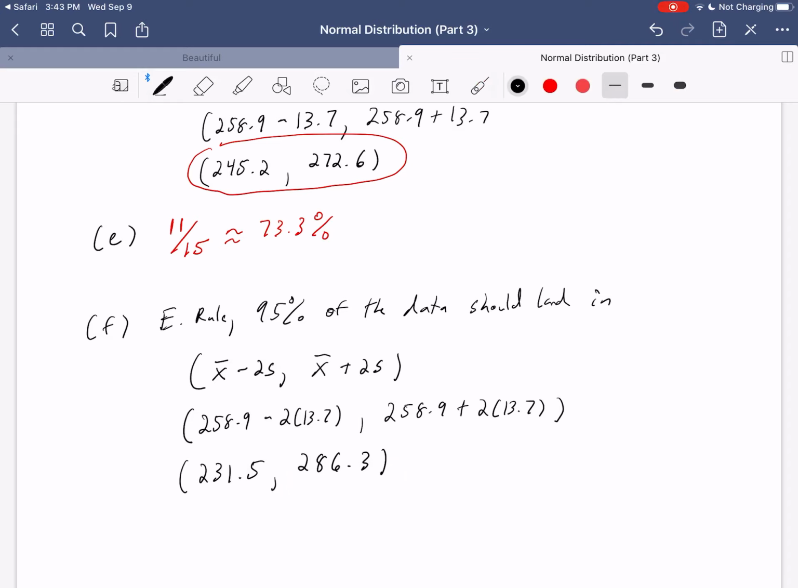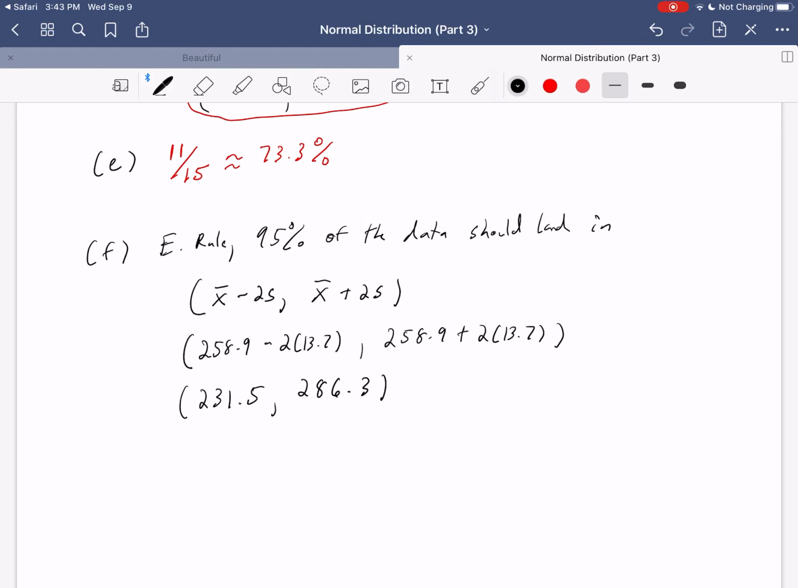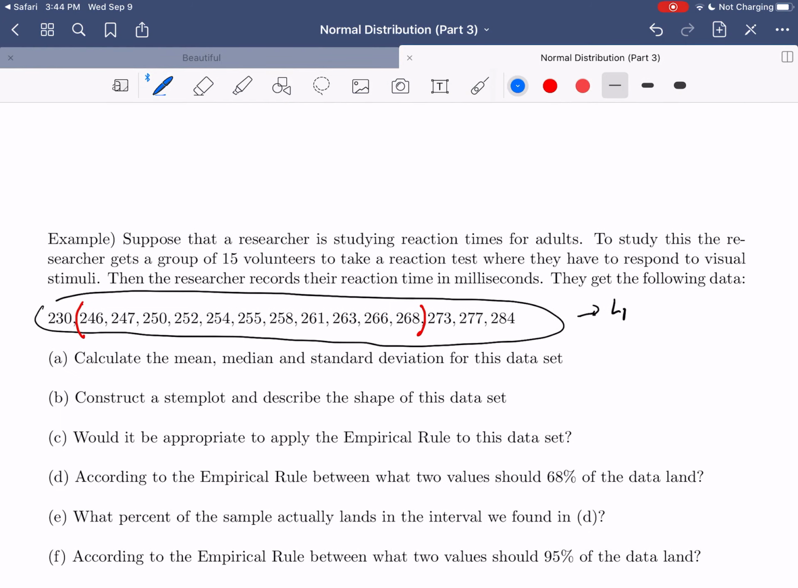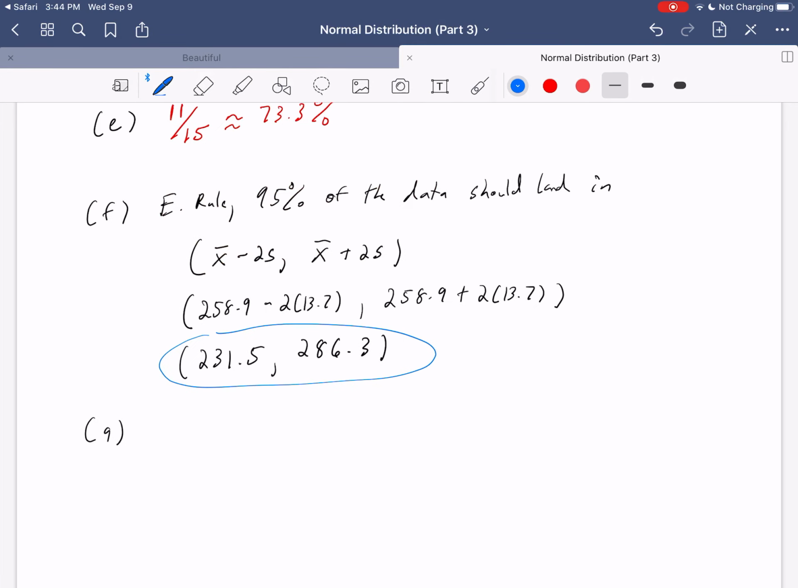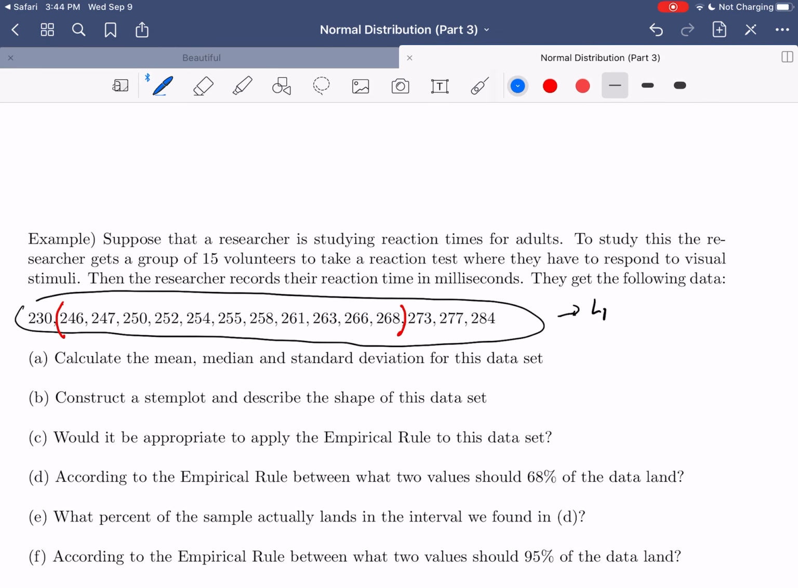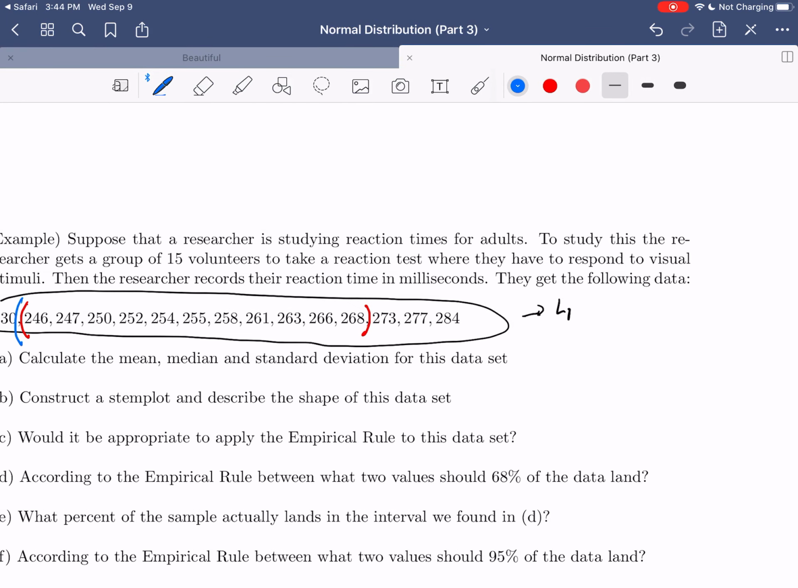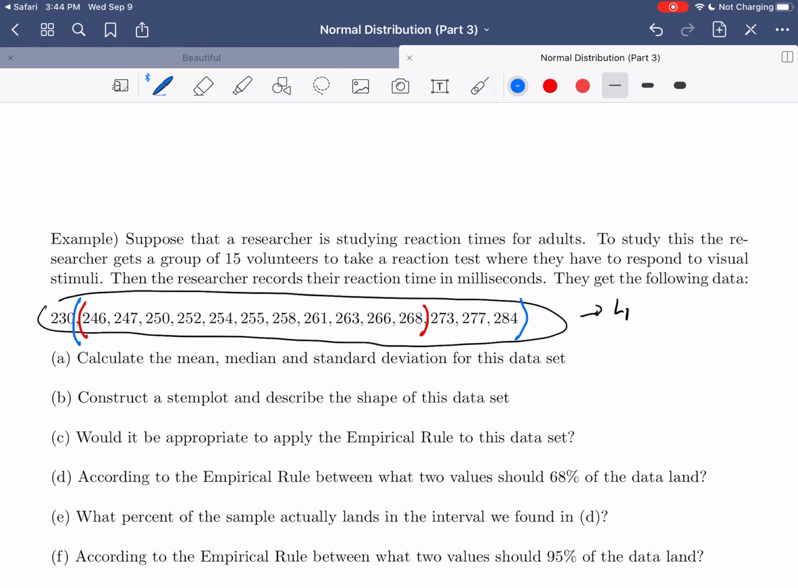All right, let's see how much of the data actually lands in that interval. So this time to sort of delineate it, we'll go ahead and do this in blue. So 231.5. Well, if we think about that, 231.5 is going to catch everything over here except for the 230. The 230 is too low. And the 286.3 is going to catch all the way up to here. So in other words, all of the data points except for that 230 are going to be in that range.